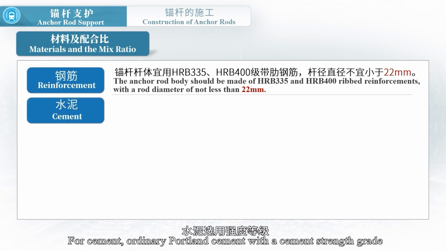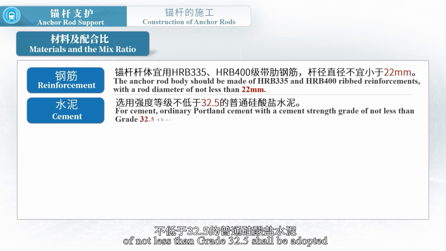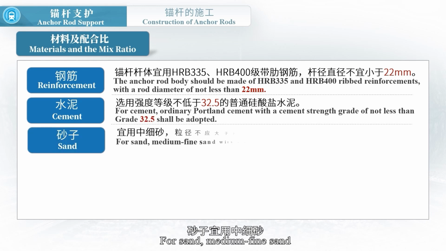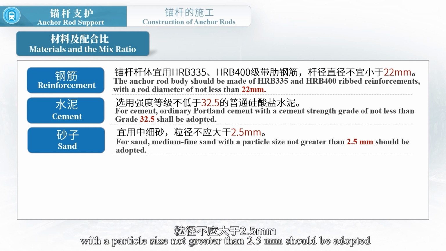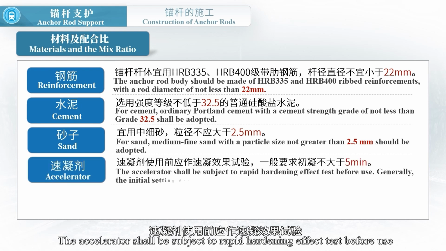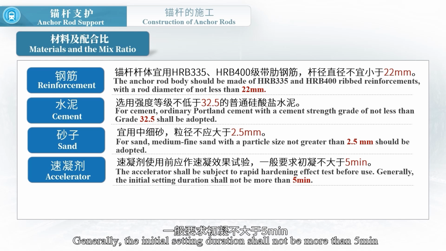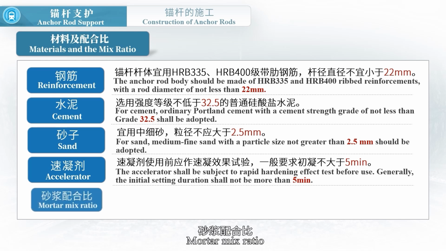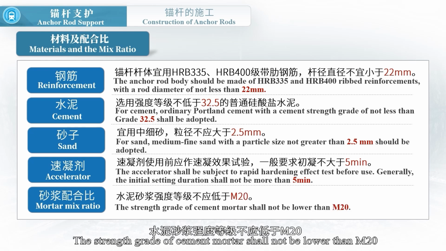For cement, ordinary Portland cement with a cement strength grade of not less than grade 32.5 shall be adopted. For sand, medium fine sand with a particle size not greater than 2.5 millimeters should be adopted. The accelerator shall be subject to rapid hardening effect test before use. Generally, the initial setting duration shall not be more than 5 minutes. Mortar mix ratio: the strength grade of cement mortar shall not be lower than M20.